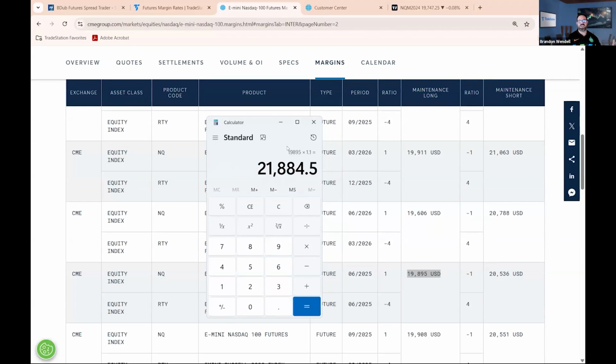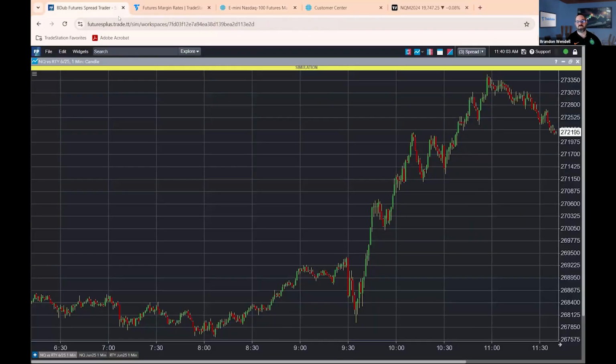What am I actually trading? I'm trading the NASDAQ, its movement against the Russell. That's it. So if I think the NASDAQ is going to move faster to the downside than the Russell, I would short. And if this line moves down continuously, I would make a profit.